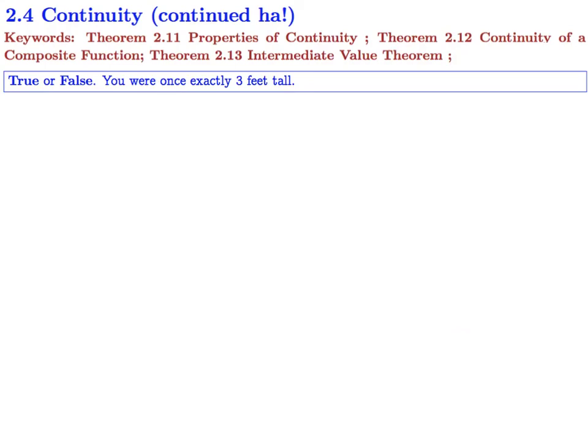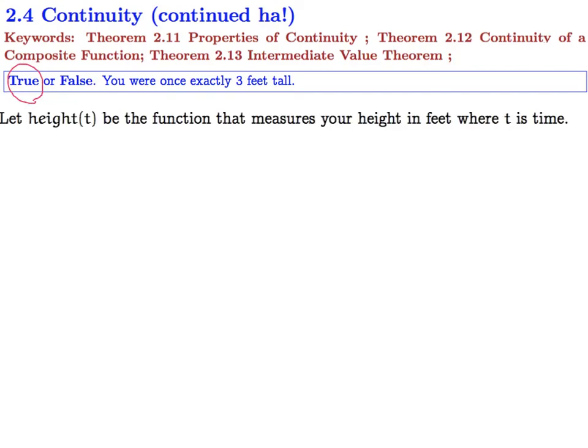So hopefully you've thought about it and you feel one way or the other that there was a time when you were 3 feet tall, but hopefully I'm going to be able to actually convince you that this is true, that there was a time when you were 3 feet tall. So we're going to let height of t be the function that measures your height in feet where t is time. You put in some time into this function and it's going to tell you exactly how tall you are. So we've got 3 things to check.